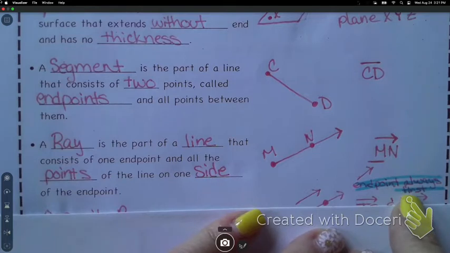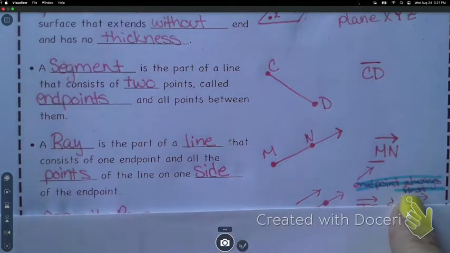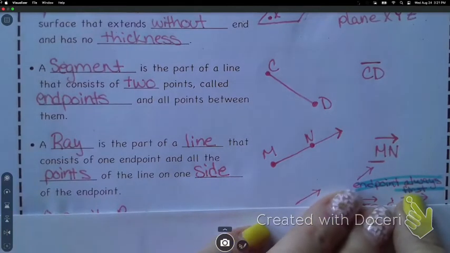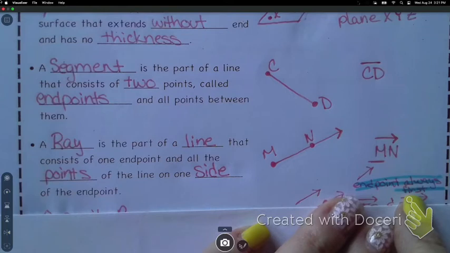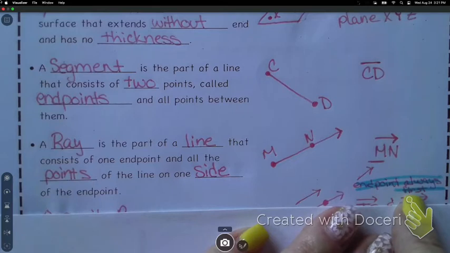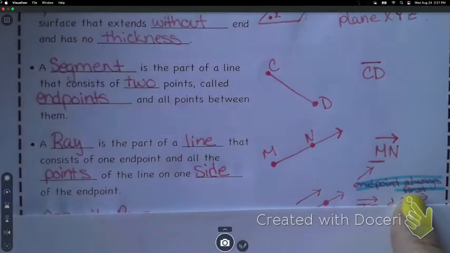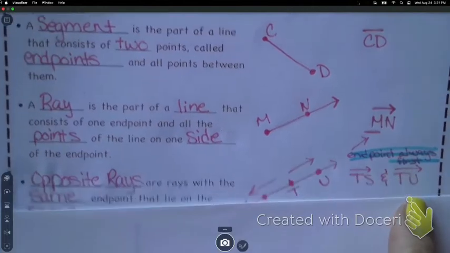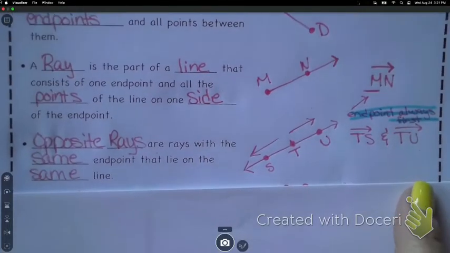Yellow should be pretty good on your pencil, I think. Yellow is usually a pretty good color. You can write extra little notes on your note sheets. I would encourage you to. Okay, are we ready? You guys want to highlight that? Okay, the next one says opposite rays.